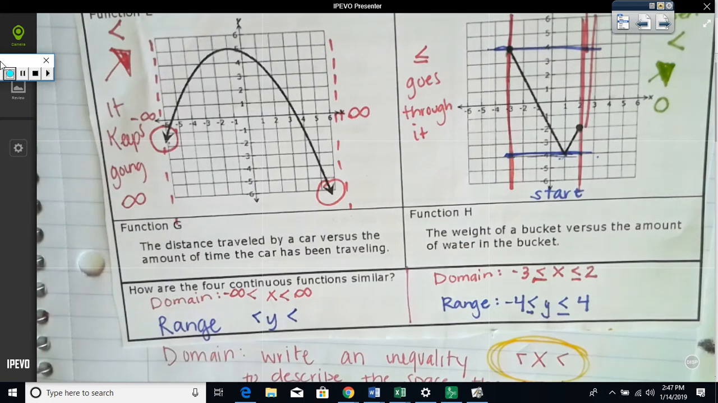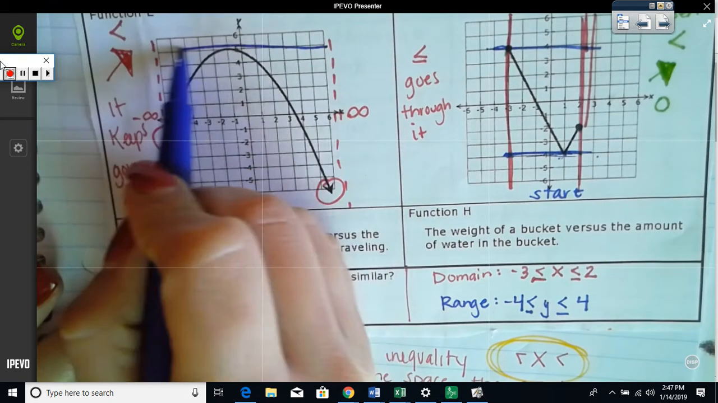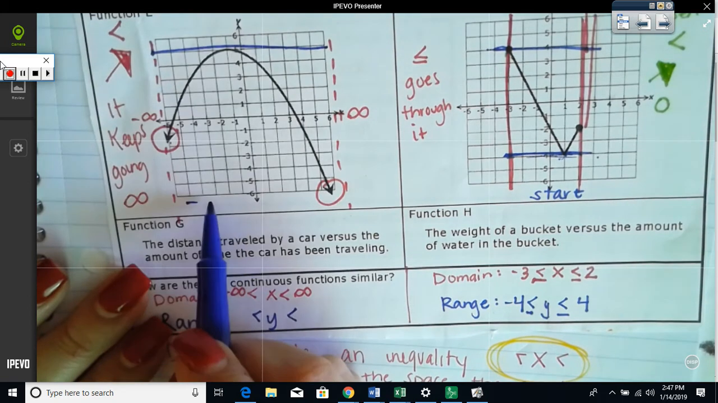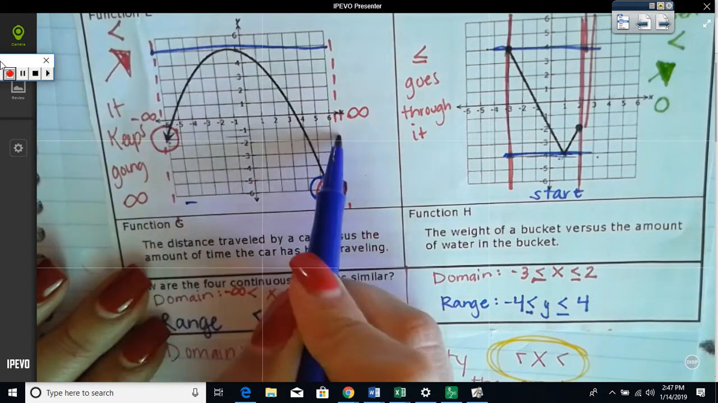Okay, draw the lines for range. Draw the lines for range. Range. 6, 5, 4, 3, 2, 1. Alright, so I should see one up here, but that's not where you start. You start down here. Because it's an arrow, do I stop here? No.